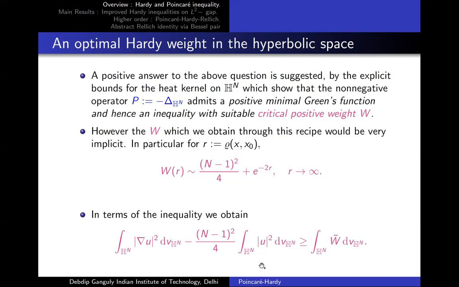Okay, so this is a Poincaré inequality, with a W tilde dv on H^n, and this W tilde is of course non-negative. I take this (n-1)^2 by 4 to the left hand side, and this W tilde behaves like e^(-2r) as r tends to infinity. That much is there. This is a simple result: just using the Davies-Frost-Pinchover result, we can improve this inequality with W tilde. How does W tilde behave? W tilde behaves like e^(-2r) as r tends to infinity. That much we know. That means we have improved this.